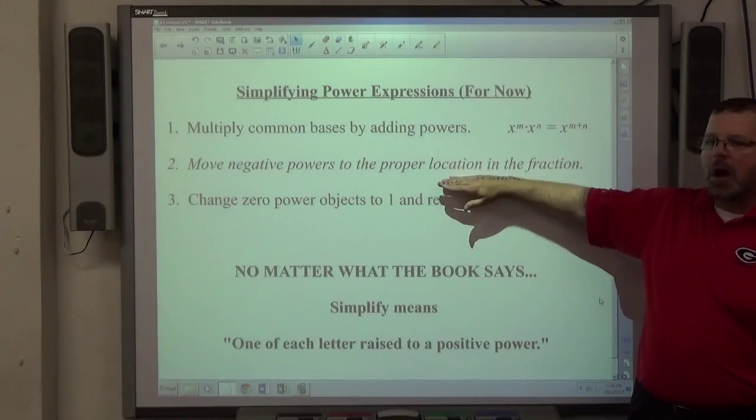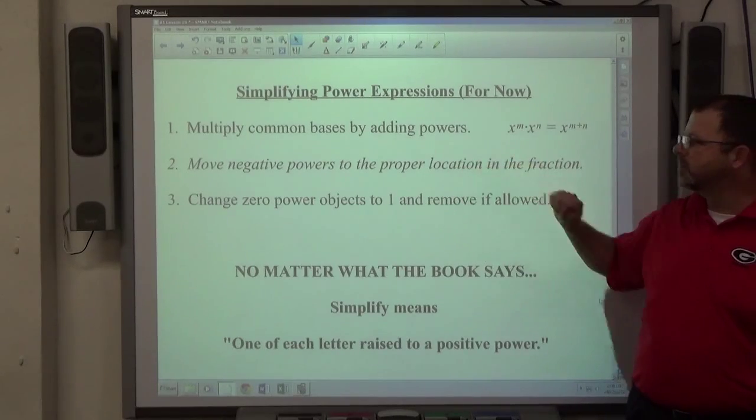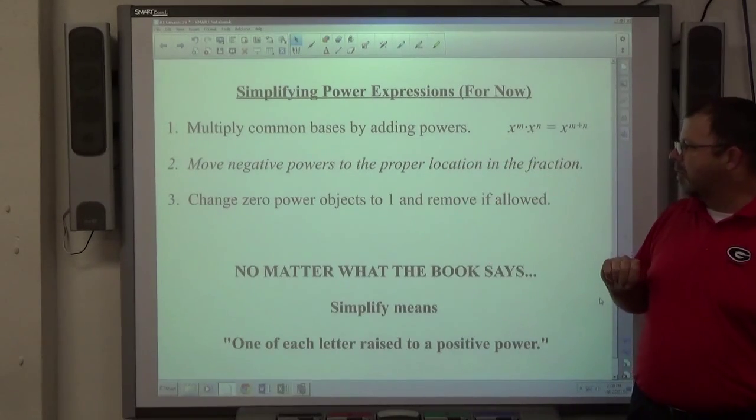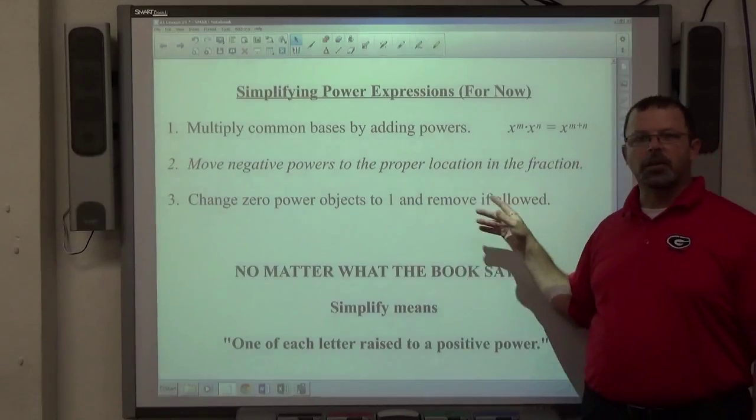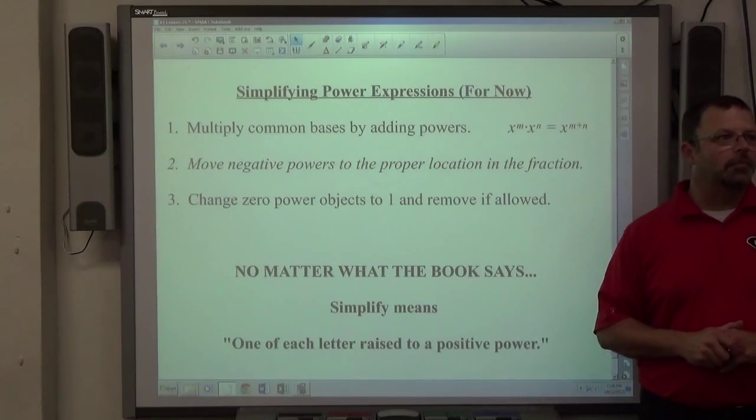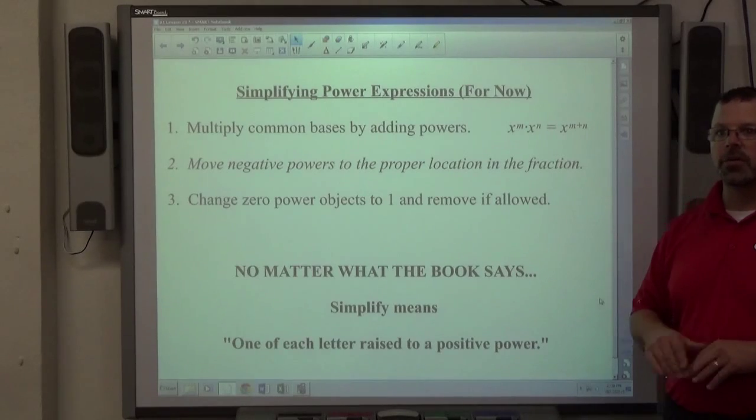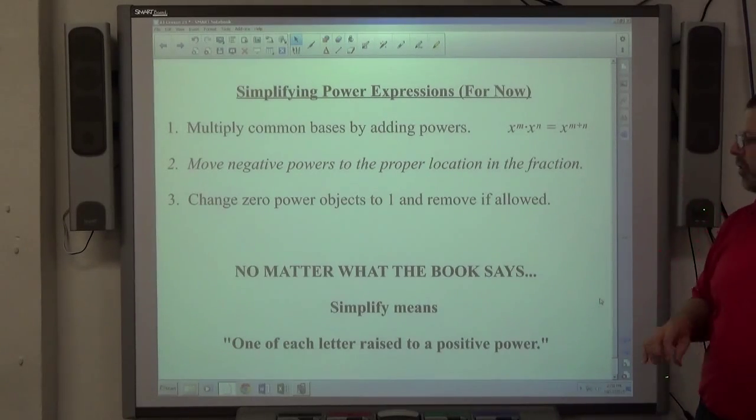Today negative powers are going to be involved, maybe even zero powers, so move them where they belong. And then change zero power objects to one, remove if allowed. That "if allowed" comes back to the whole idea: is it being multiplied, or is it being added or subtracted? For these problems, typically it's going to be multiplied. In examples 8 and 9, there might be some addition or subtraction, so you might look at the structure of those things.